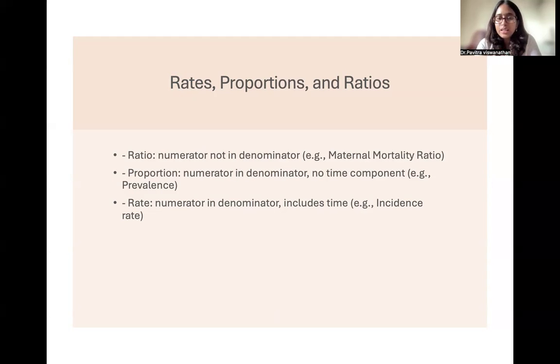When you say rate, rate also includes time. It is similar to proportion, it's just that it includes time. Prevalence and incidence will be the typical examples. Prevalence: in this population, I am seeing 10% of the people who are affected by tuberculosis. So that's a proportion, your prevalence.